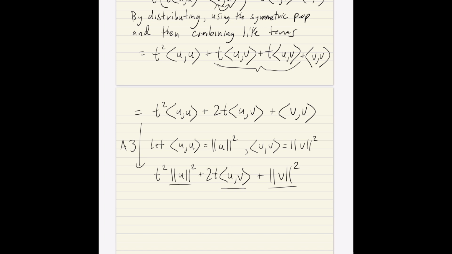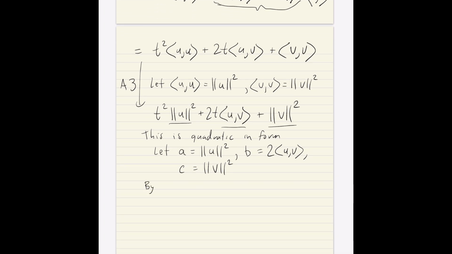So let's make a substitution. This is quadratic in form. And to verify that, let's make some substitutions. Let A be equal to the magnitude of u squared. Let B be equal to 2 times the inner product of u and v. And then let C be equal to the magnitude of v squared. And then by substitution, this previous step becomes at squared plus bt plus c. And we know how to solve this equation.